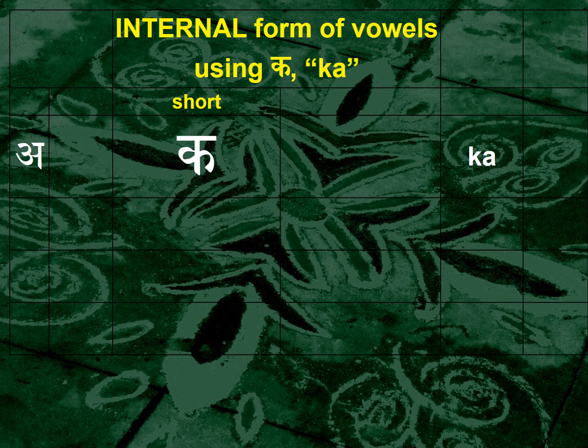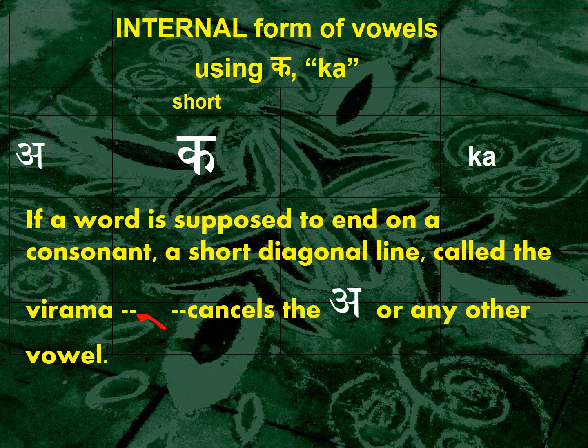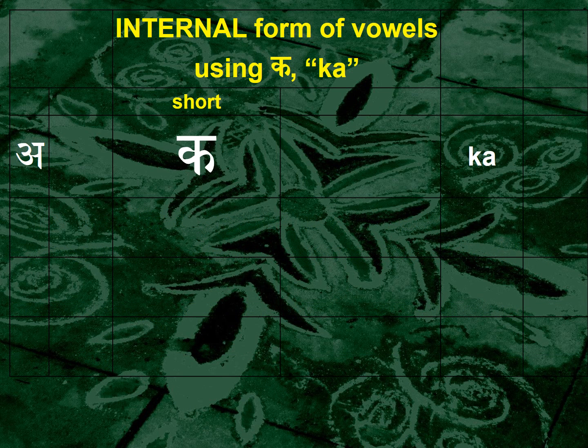But what if you have a word that does not end in any vowel? Is there a way of designating that the word just ends on a consonant? We use a little diagonal stroke at the bottom end of the word. It's called the virama, and it cancels the short a or any other vowel. Then our pronunciation of a word can stop with a consonant. So to come back to where we were a minute ago, when you see the letter ka, then it already says ka with a short a unless there's a virama or any other vowel attached to the ka.